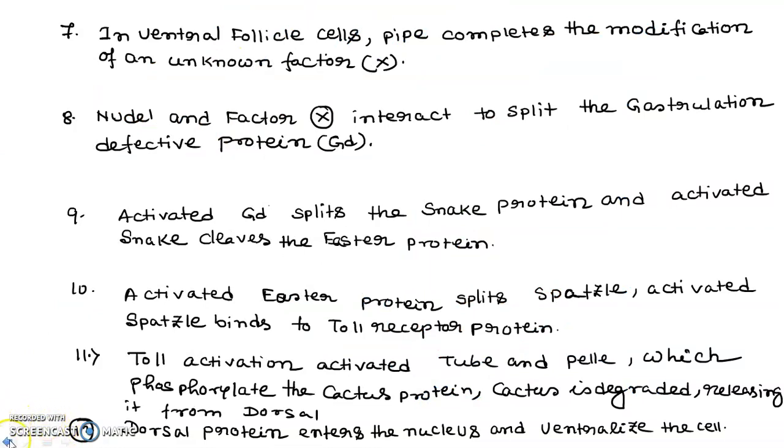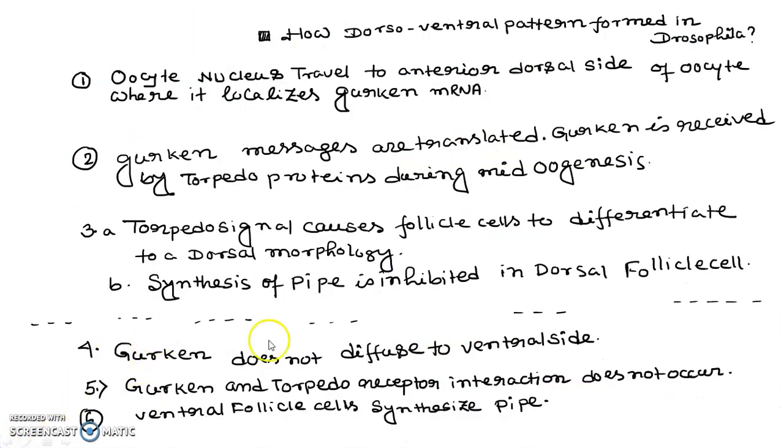Now, how does the ventral formation occur? On the ventral side, gurken does not diffuse to the ventral side. Gurken is absent on the ventral side. Gurken and torpedo receptor interaction does not occur. Ventral follicle cells synthesize pipe.